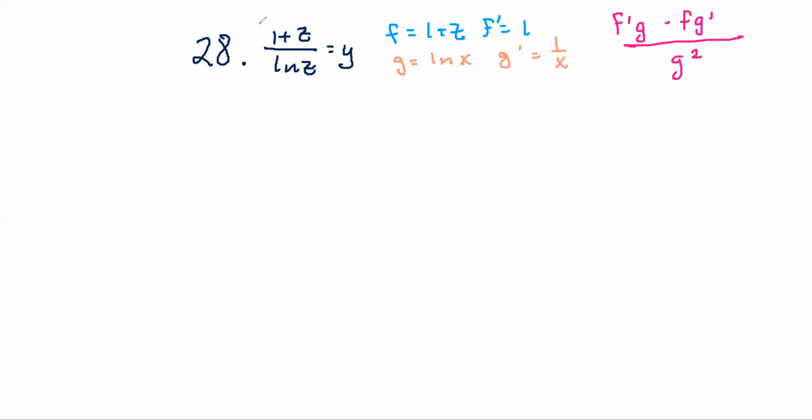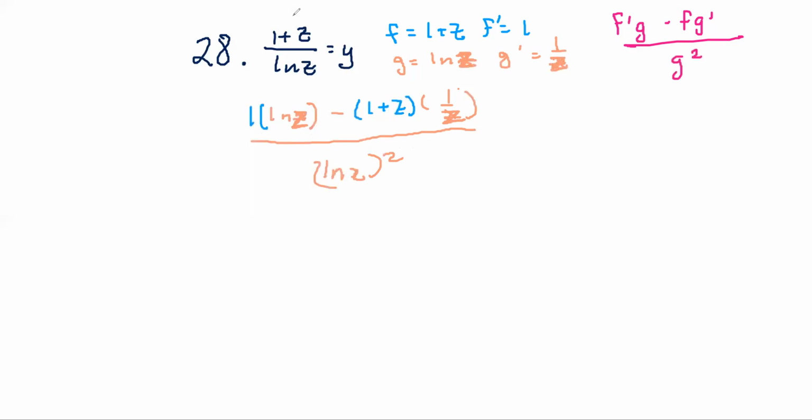And then we're going to put this all together and say this is 1 times ln z minus 1 plus z times 1 over x. Oh, why did I do this as x? This is z. I'm sorry, all of this is z. The variable we're using is z. So this is 1 over z. And all of this is going to be over the natural log of z squared.